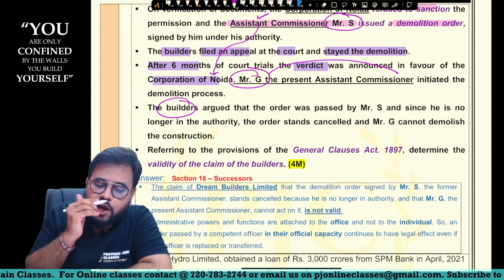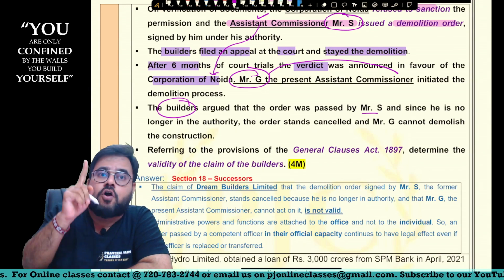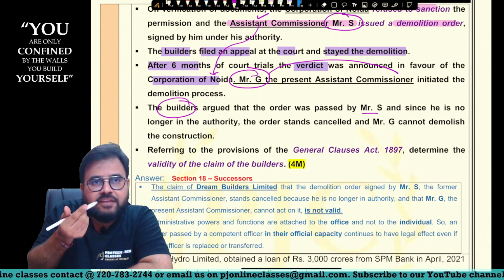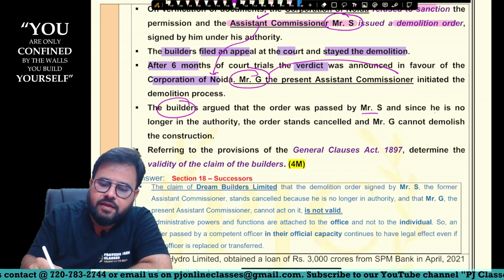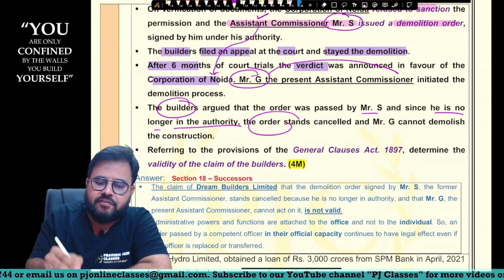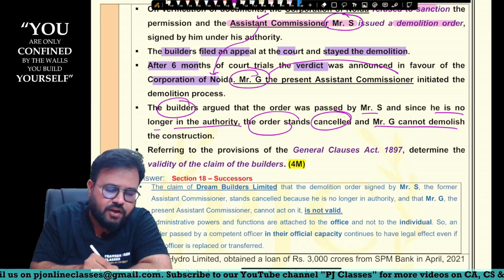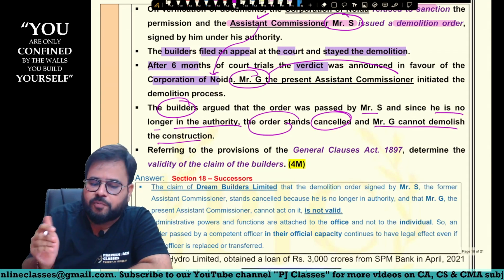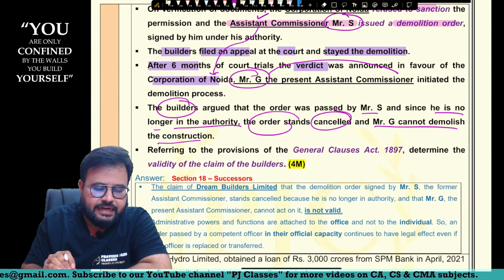Now, builders are arguing that the demolition order was issued by Mr. S. Hence, Mr. S is not there, since he is no longer in the authority, whatever order they have given will stand cancelled. Mr. G cannot demolish the construction, sir. Referring to the provisions of the General Clauses Act, determine the validity, sir.